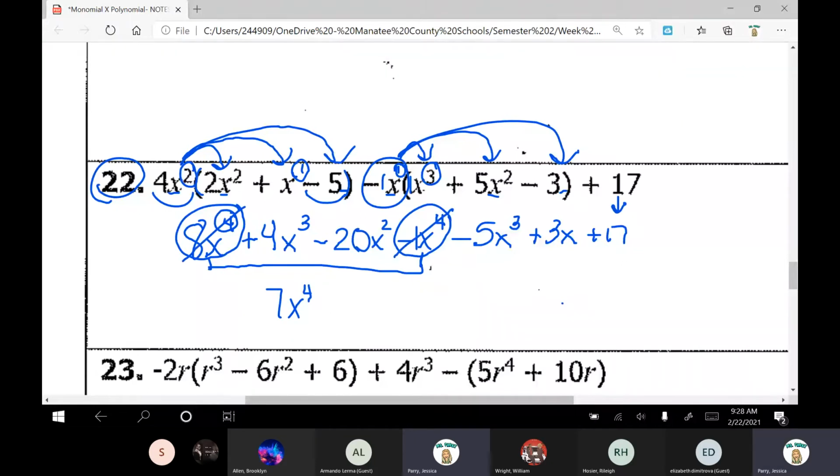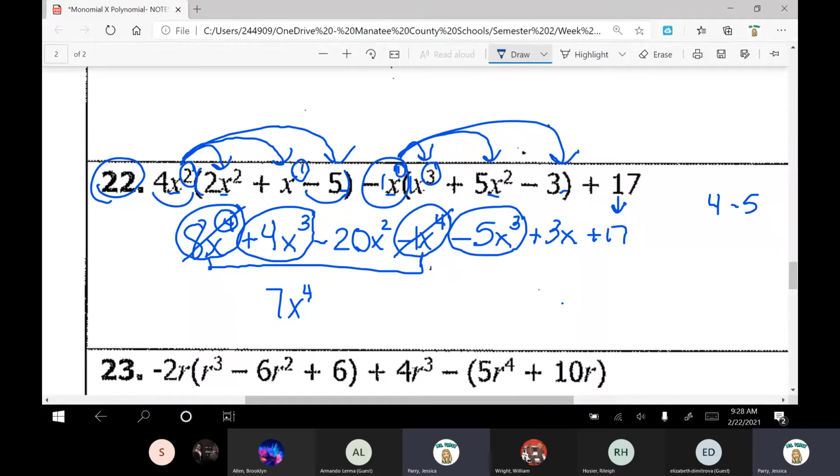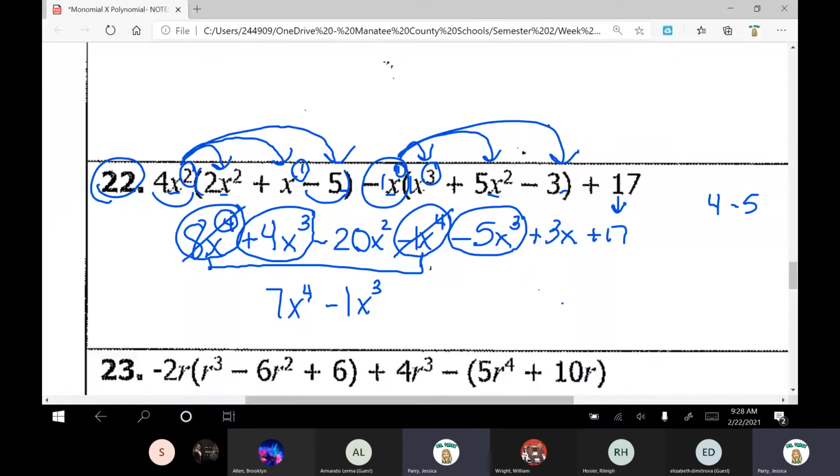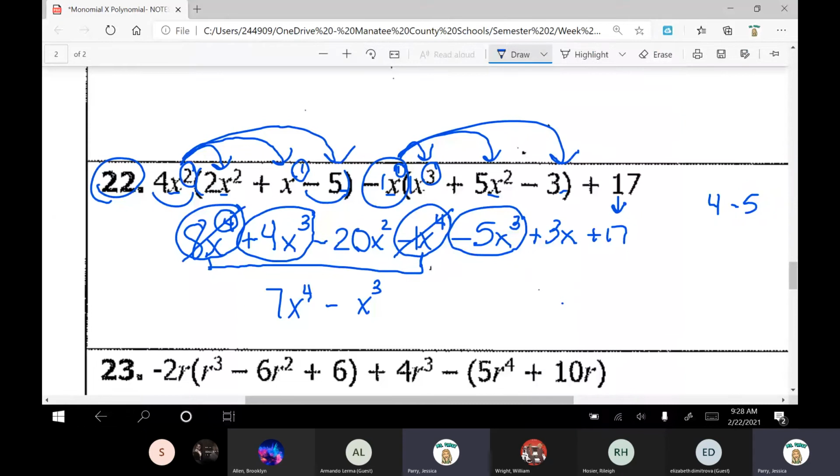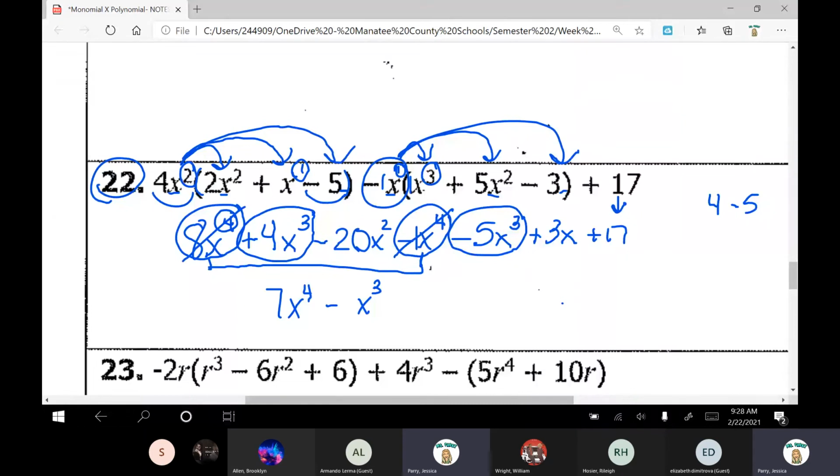Next, let's go on to our next highest exponent. X to the power of 3, x to the power of 3. These are going to get combined. It's a positive 4 and a negative 5. What is 4 minus 5? 4 minus 5 is negative 1. And then you have your x to the power of 3. But remember, 1 is invisible. You don't need to write down that invisible 1. So just erase it. We know it's there in our head. We're just not writing it down. So we put these together.